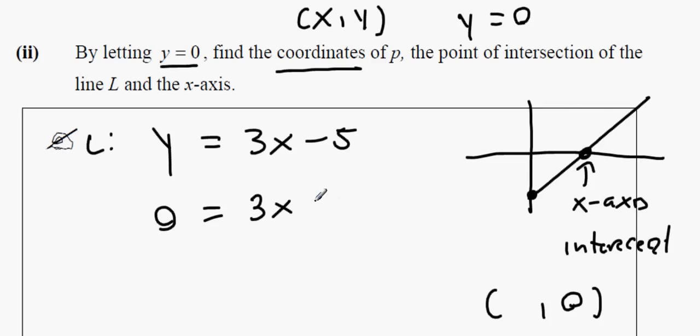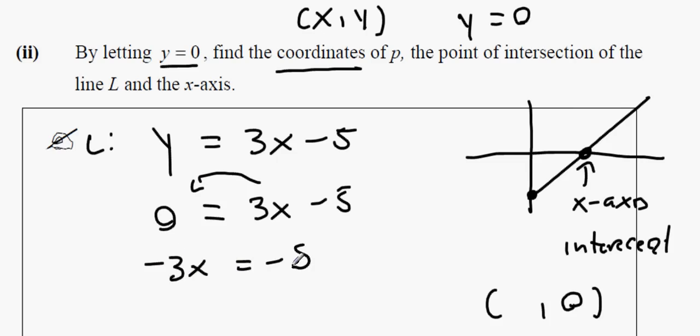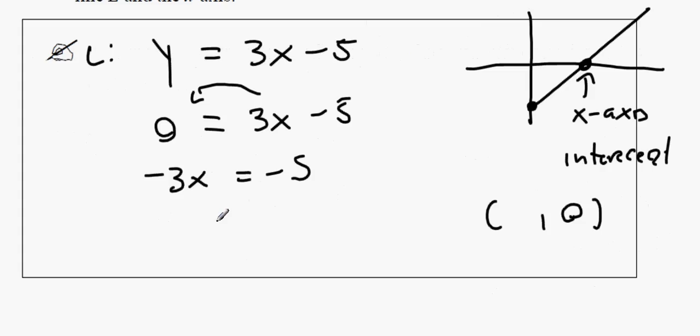Now 0 equals 3x minus 5. So we're going to bring the minus 5 over to the other side. Excuse me, we always bring the 3x over to the other side. It doesn't matter which way you do it, but I want to keep it the same for you guys, okay? So minus 3x equals minus 5. And then what we're going to get is x equals minus 5 divided by minus 3.